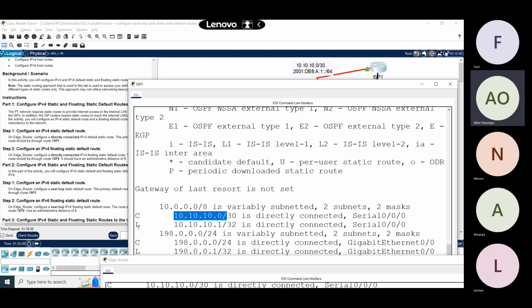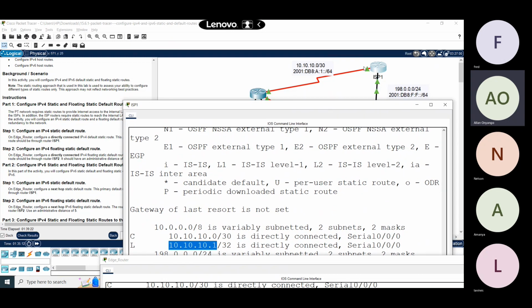It must always be the L row following immediately after the C. And that address is actually 10.10.10.1. This is the next hop IP. This is always the IP address of this interface.